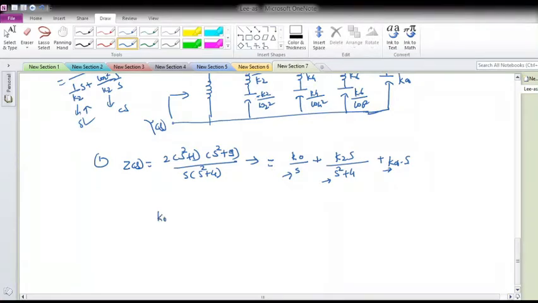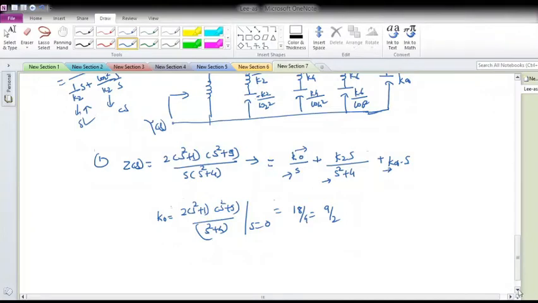To find the residue, multiply s with Z(s), so the s will get cancelled, and evaluate it at s equal to 0. You will get 2(s² + 1)(s² + 9) divided by (s² + 4), evaluated at s equal to 0. So it will be 9 into 2, that is 18 upon 4, which is 9/2. So I got one residue, which is 9/2.